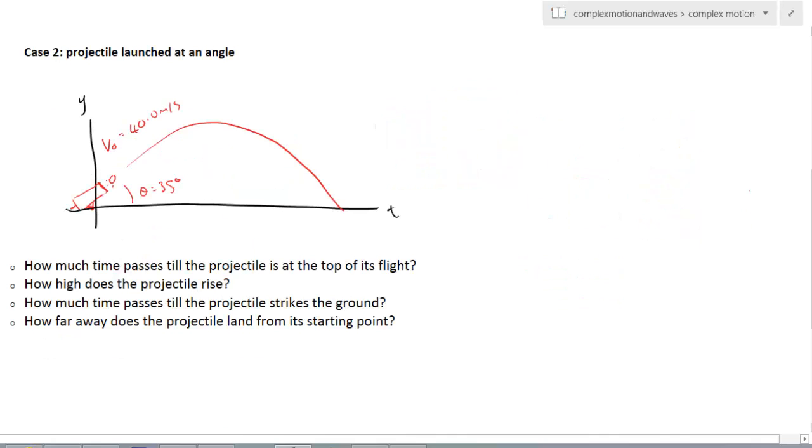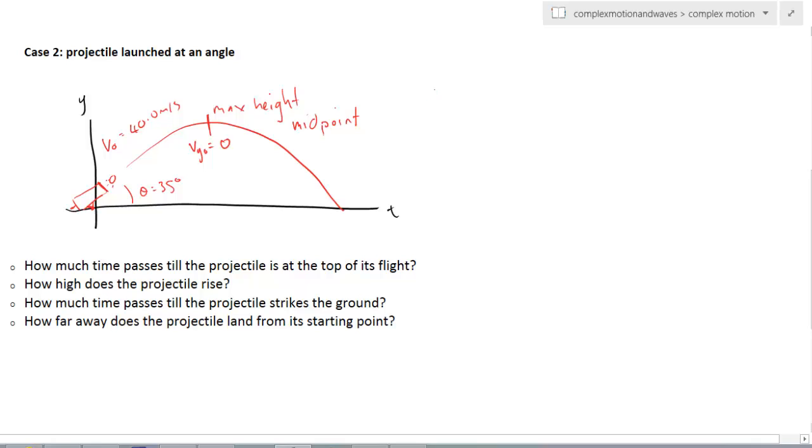The second case that you'll commonly get is a projectile that's launched at an angle, and the range of the projectile, and of course how high it goes, depends entirely on that angle and the initial velocity. So what we want to find out is the time until it reaches the top of its flight. This is basically the maximum height. It's sometimes called the midpoint because it's really the midpoint of the projectile's flight. And this is where your vertical velocity is 0.